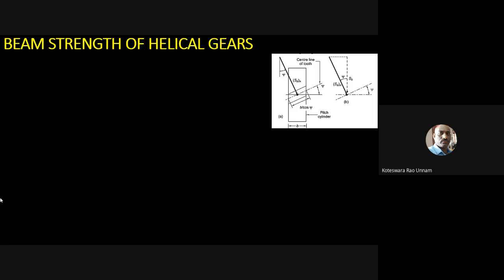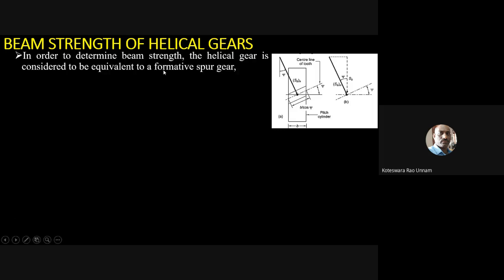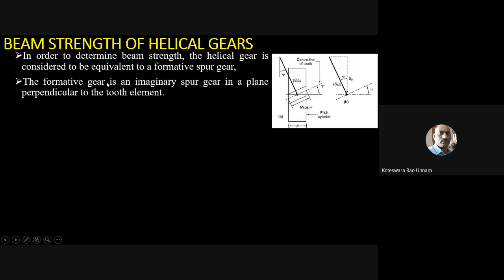So now we'll see what the expressions are for beam strength as well as wear strength for a helical gear drive. In order to determine the beam strength, the helical gear is to be considered as an equivalent formative spur gear. That's what we already discussed. The formative gear is an imaginary spur gear or virtual spur gear in a plane perpendicular to the tooth element. This is the important point. So here we are converting that helical gear into an imaginary spur gear in a plane perpendicular to the tooth element. Only in that direction is it equal to the spur gear.